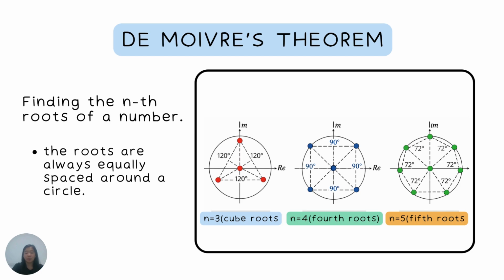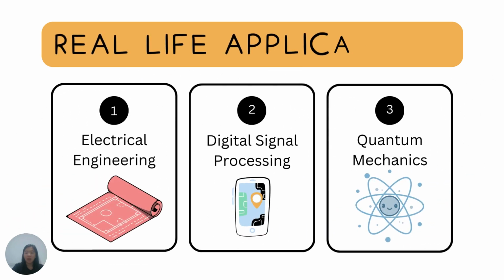And now you might be wondering, when will I ever use this in real life? The truth is, you are using it every time you check your phone. In electrical engineering, we don't just use standard numbers for electricity, we use complex numbers called phases. When engineers design the power grid or the circuits in your laptop, they use de Moivre's theorem to calculate how waves of electricity shift and rotate. Without this math, our modern power systems would be incredibly inefficient.